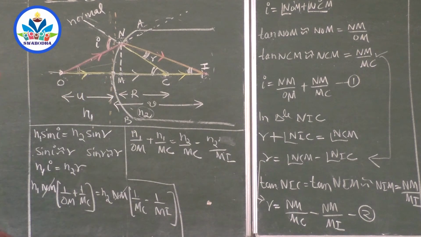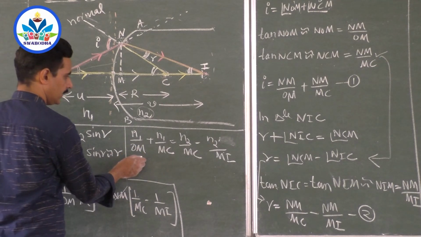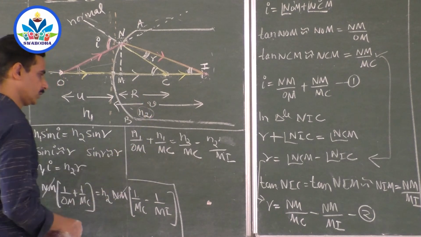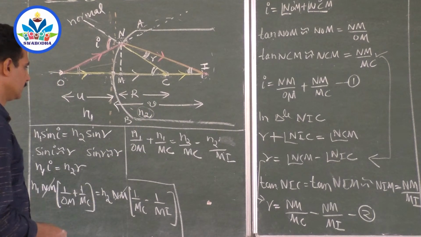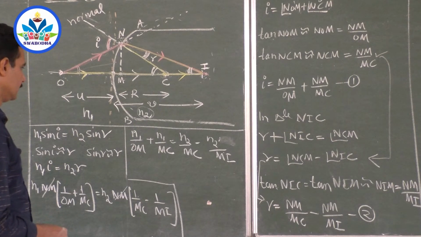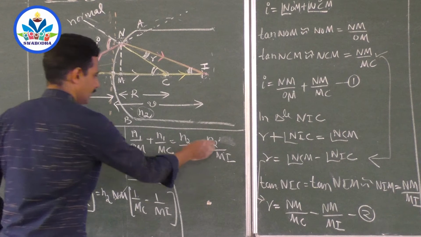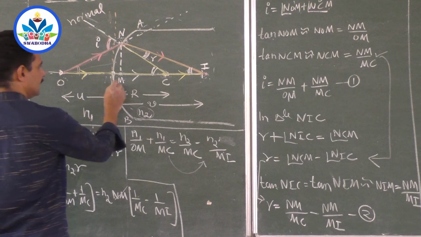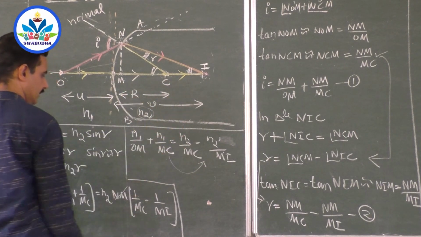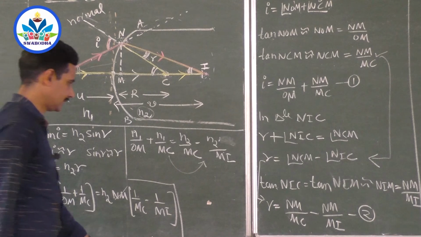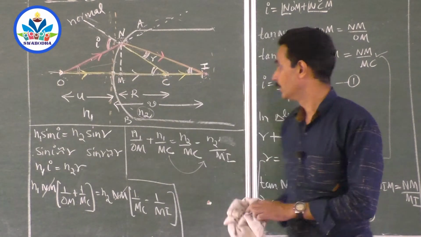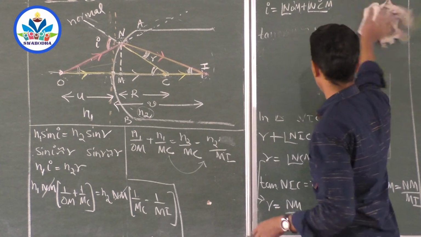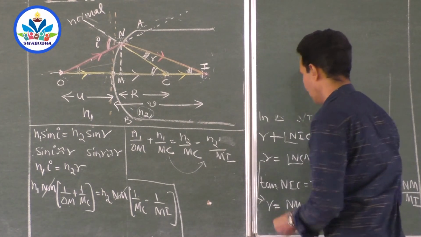Now you club n1 and n2 together. What will you get? n1 by OM and n1 by MC, so they are together now, no problem. I will bring this n2 by MI here and the remaining here. MC and MC I will club together, because MC is the radius of curvature. So if I put them together, I will rub this here and write it here.